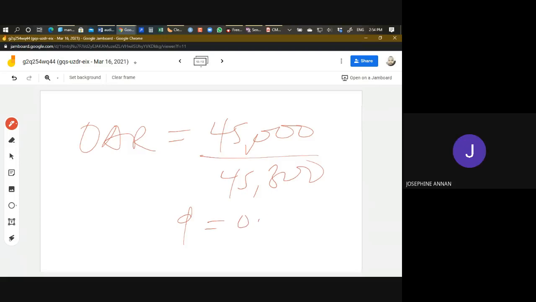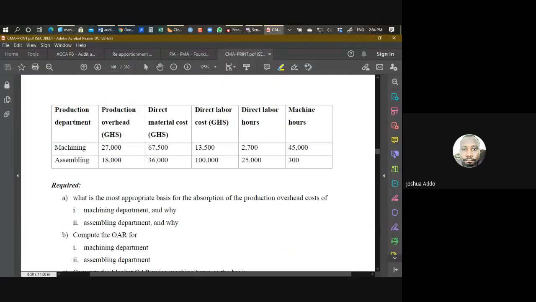0.99 labor per machine hour. So 0.99 cedis per machine hour. That is what it will be. If we had decided to use labor hours as the basis, then the total basis will be 2,700 plus 25,000, and that would have generated its own figure.